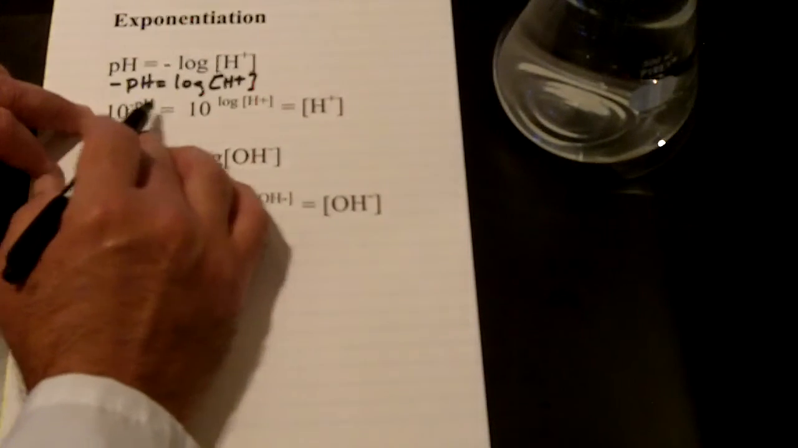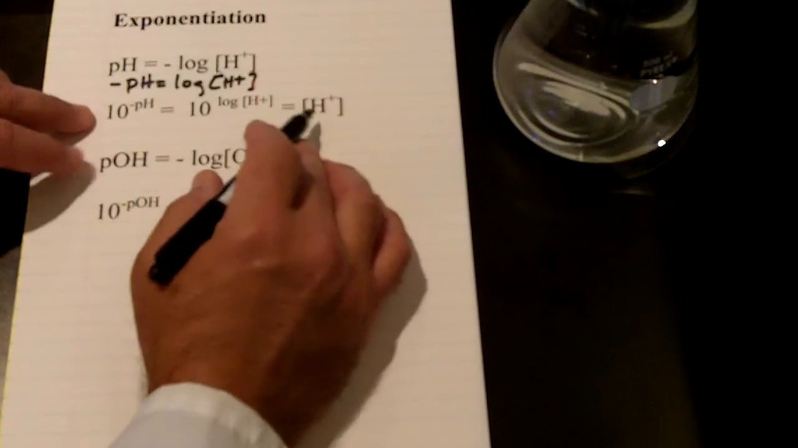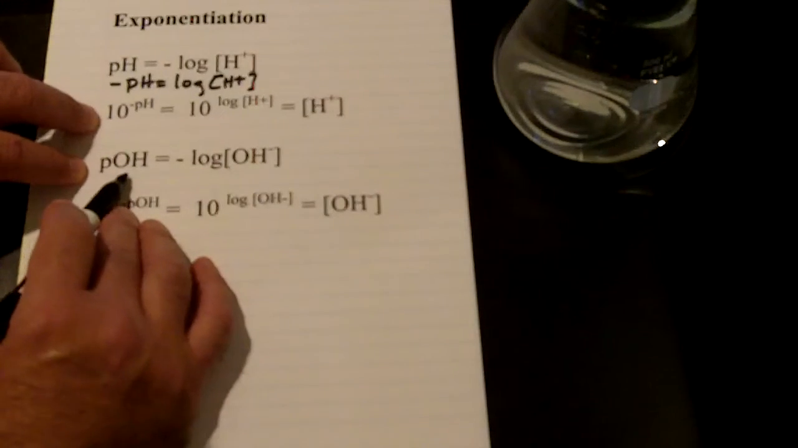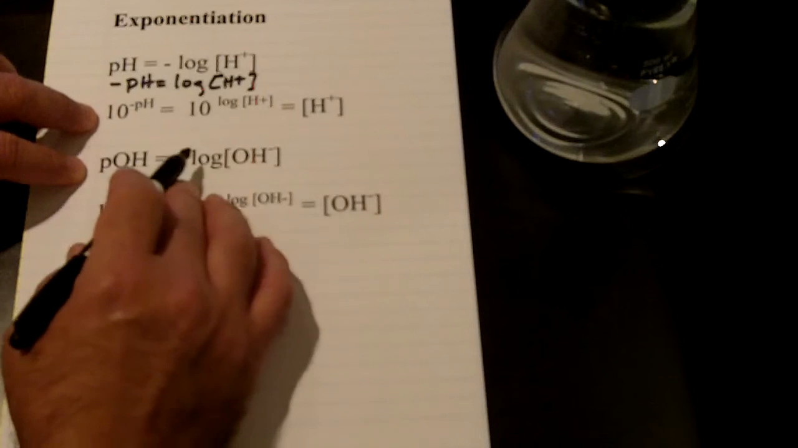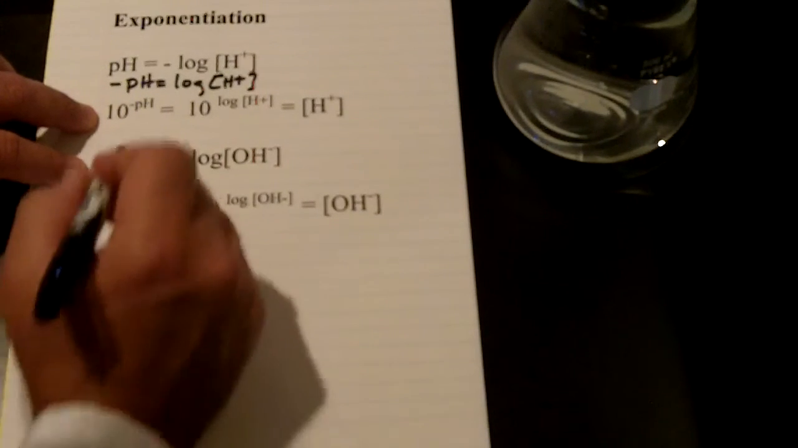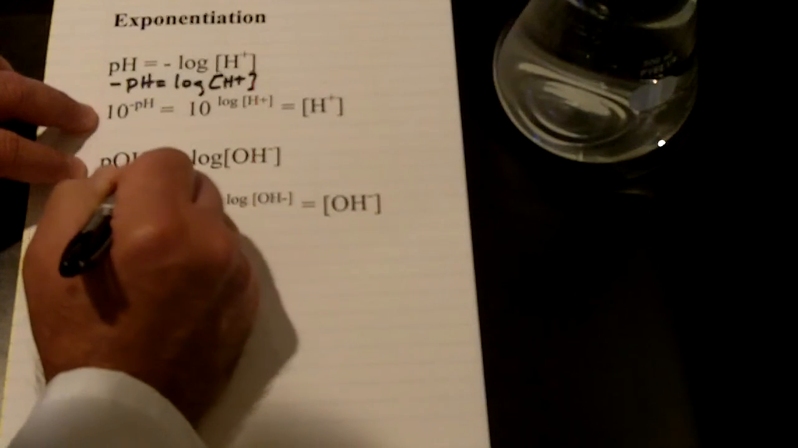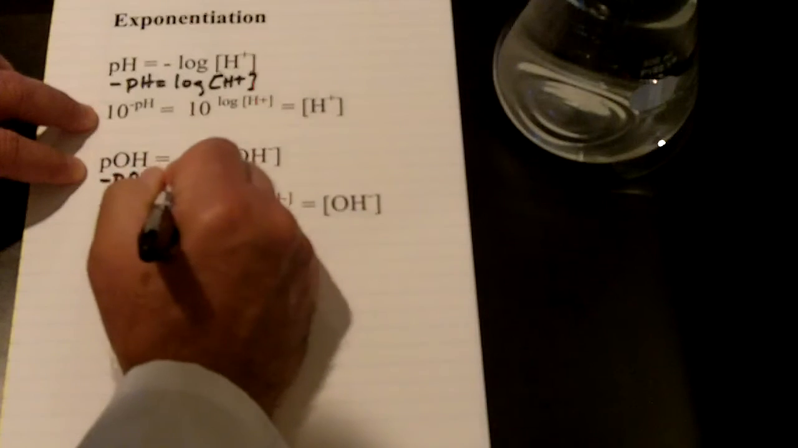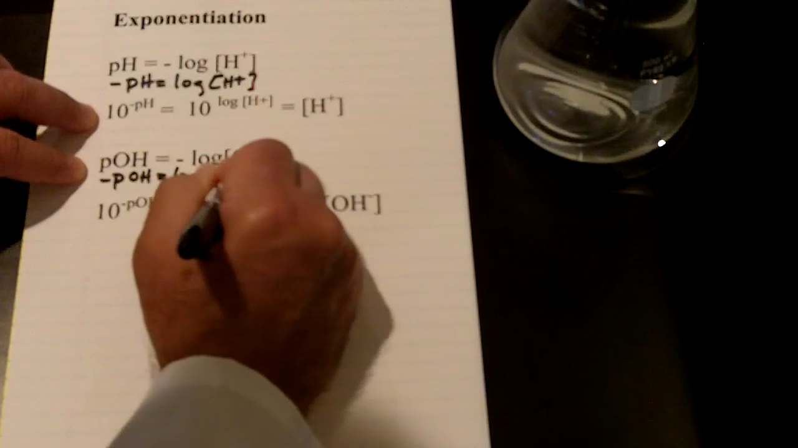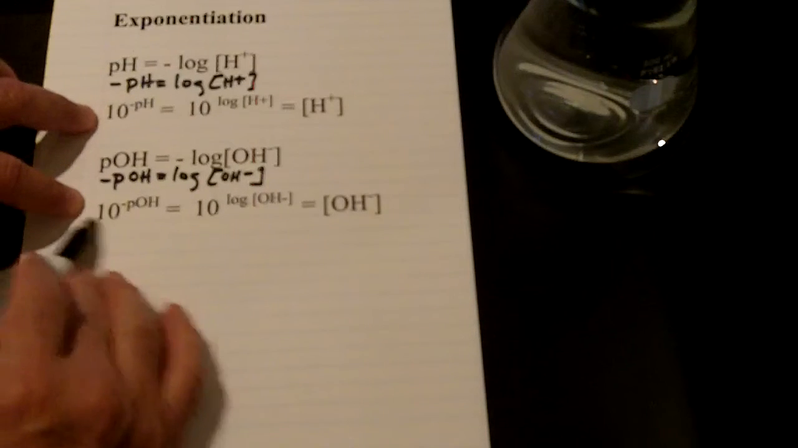So I have an easy relationship between pH and hydrogen ion concentration. I can do the same thing with the pOH. pOH is equal to minus the log of the OH minus concentration. Multiply both sides by negative 1, and I get negative pOH is equal to the log of the OH minus concentration, just like that. So now exponentiate.